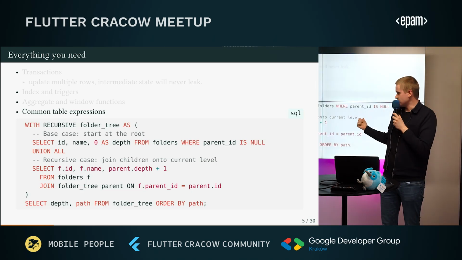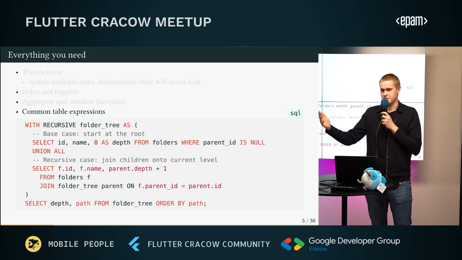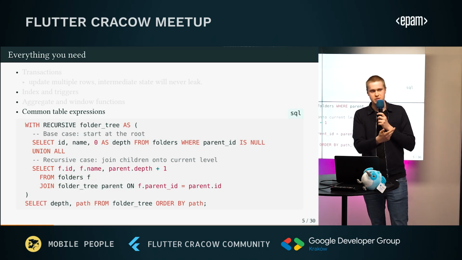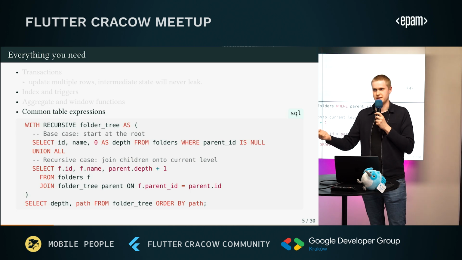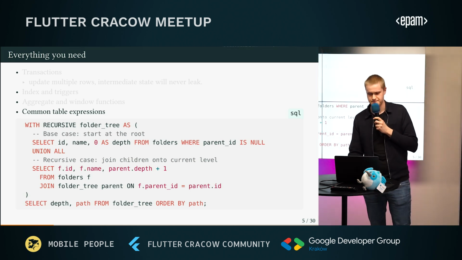And again, if you didn't have this, you would have to start loading the parent folder first, then see what kind of children there are, load those, and then sort of do the recursion in Dart. And it's just kind of convenient that you can do this in SQLite, and it's going to be a single call. So it will be a lot more efficient than something you might have in Dart.